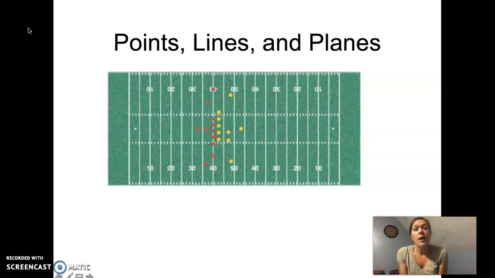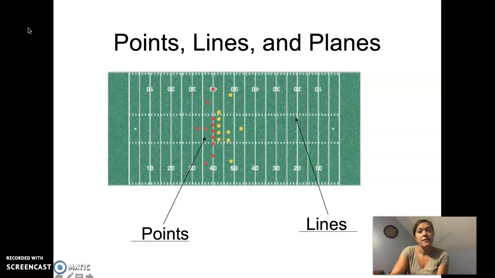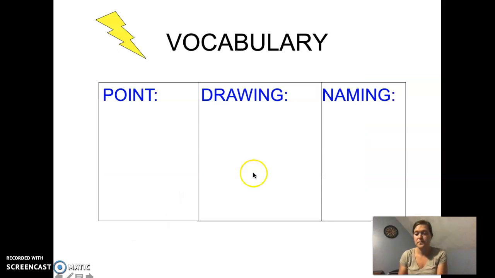Here we have an image of a football field. And you guys should have already watched the video that talked about real life examples of points, lines, and planes, so hopefully this is not new material. On the football field diagram, we have points that represent the spot where the players are on the field. The lines are the yard lines, though technically these would be line segments because they're not going on and on forever. And the plane would be the whole entire playing field.